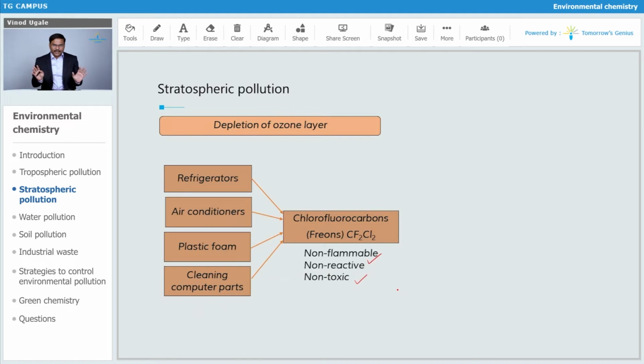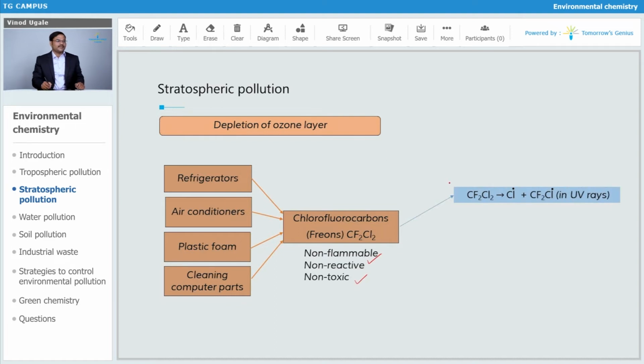So yes, it is non-reactive. If it is non-reactive, it is going to be there in the atmosphere for a longer time, and if anything is going to be there in the atmosphere for a longer time, it will go upward, it will travel through the troposphere and reach the stratosphere. And we know that at the lower layer of the stratosphere there is the presence of ozone gas. So here these chlorofluorocarbons reach the lower levels of the stratosphere and meet the ozone layer.